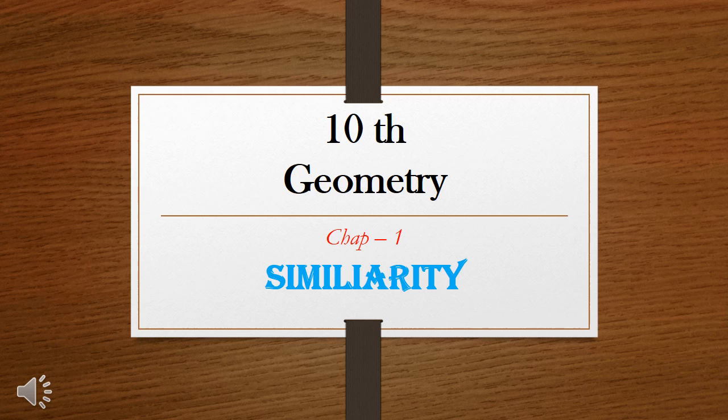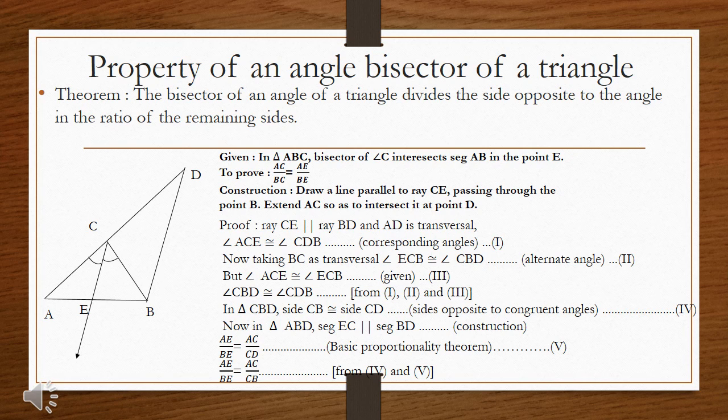Hello students, let us study 10 geometry, chapter first, similarity. In this chapter we are going to study the angle bisector property and some examples. Let us study the property of an angle bisector of a triangle.